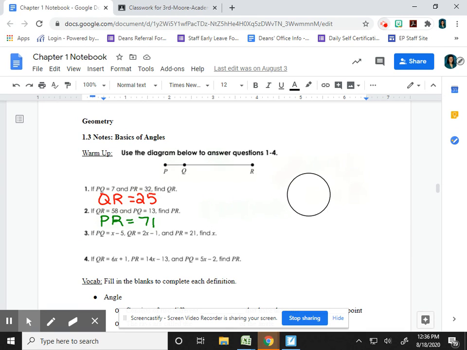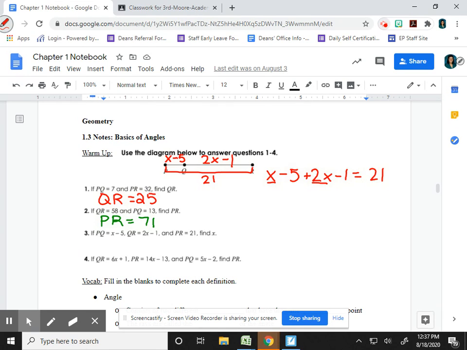Okay, next one. PQ is this in the middle, so that's x minus 5. And then from Q to R is 2x minus 1. Now what we know is that PR, this entire thing, is 21. We need to find x. So we're setting this up as one big long equation: x minus 5 plus 2x minus 1 is equal to 21.